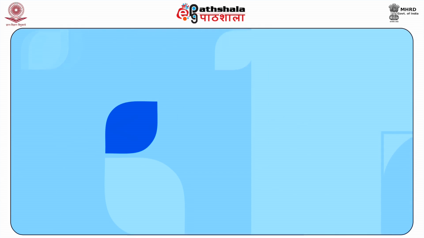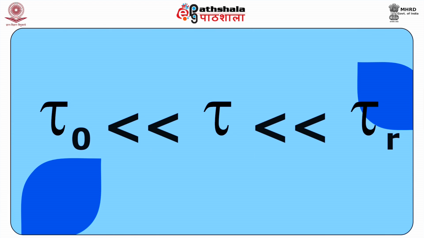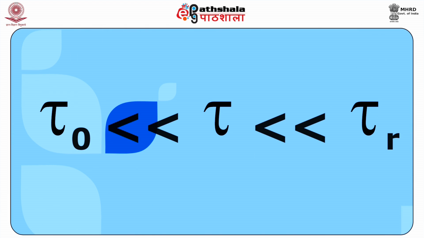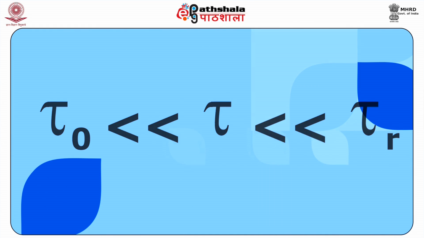Tau values are physically small, but they should be large enough compared to the time of a single collision process, tau naught, as that is the only case in which the statistical average is applied. But if the values of tau are very large, then they should not be larger than the time required for the fluctuation to relax and disappear, as at larger values of tau it becomes meaningless. Thus, the relation should be tau naught much less than tau, which is much less than tau r.